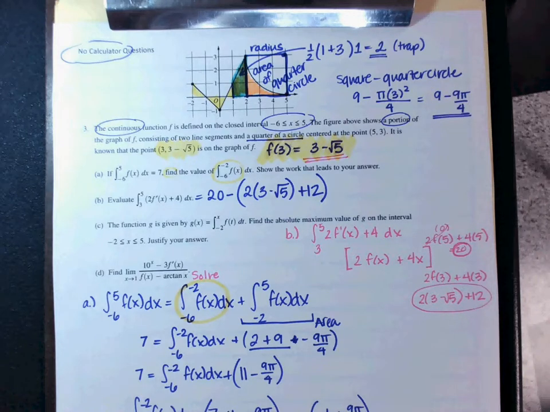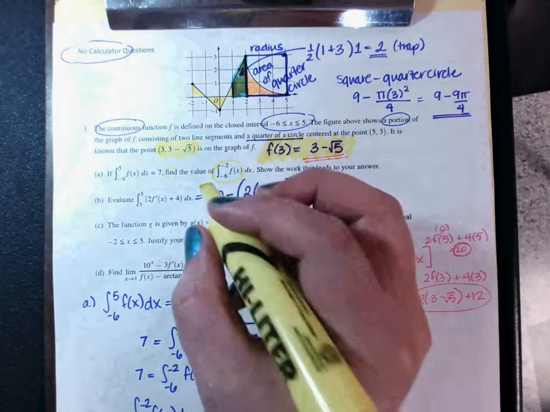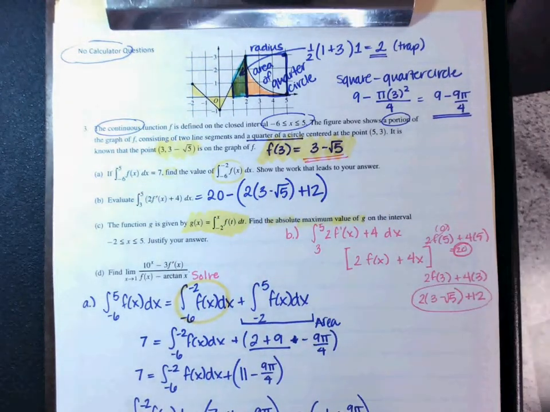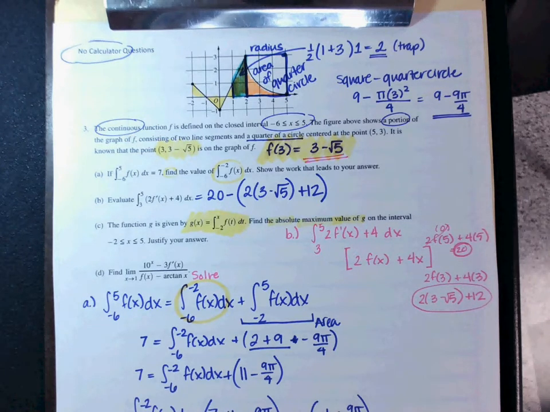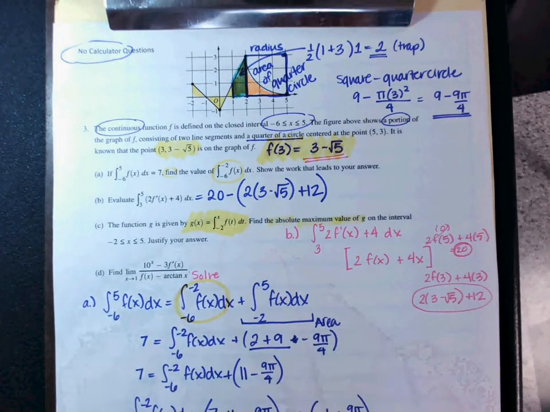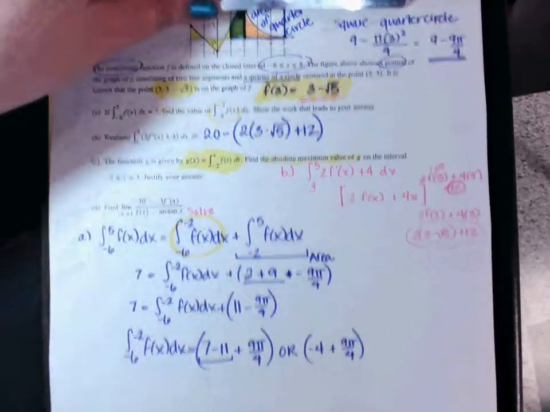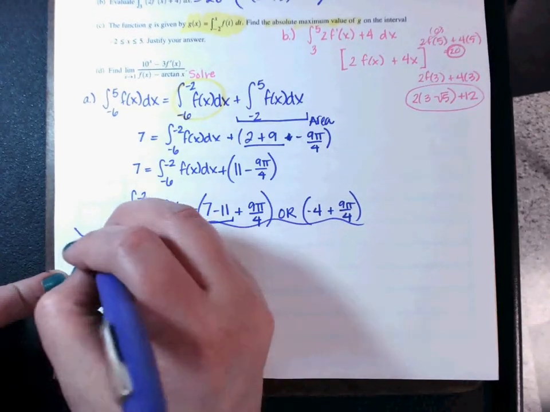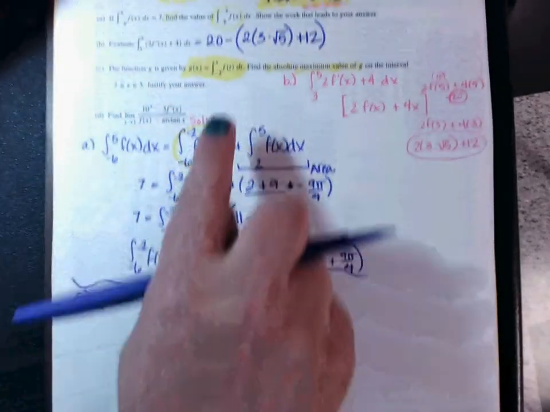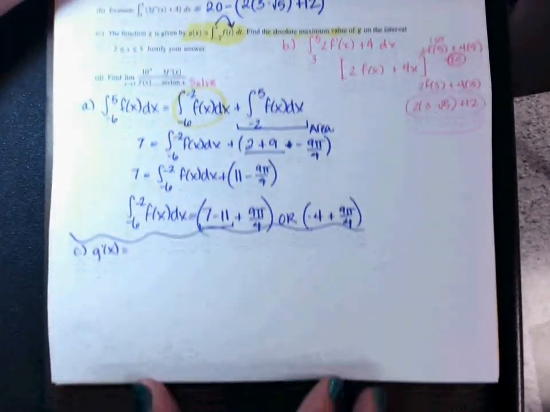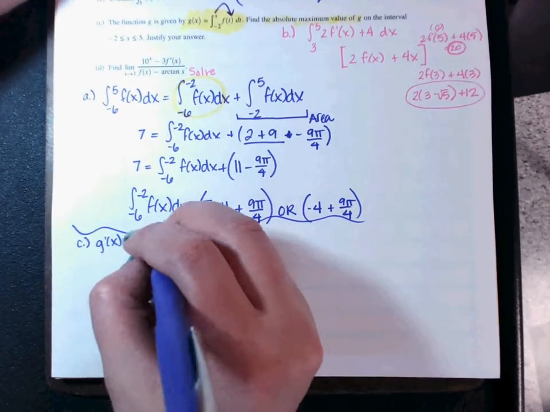Function g is given by the integral from -2 to x of f of t dt. Okay, so we know that g of x has an integral in it. Then it says find the absolute maximum value of g on the interval from -2 to 5. Justify your answer. Okay, so the first thing I need to look for is a relative maximum. So if g of x is the integral from -2 to x, then I know g prime of x is the derivative of an integral of f, which means that I just take the x, plug it in, so really it's just f of x.